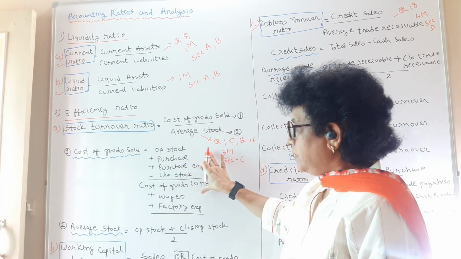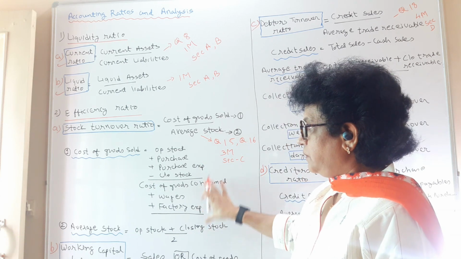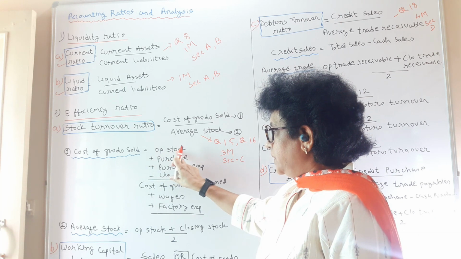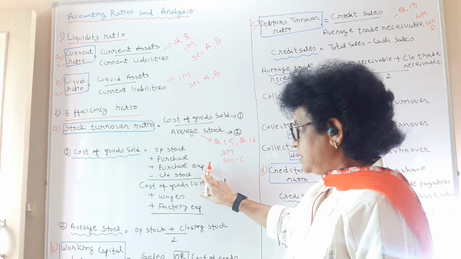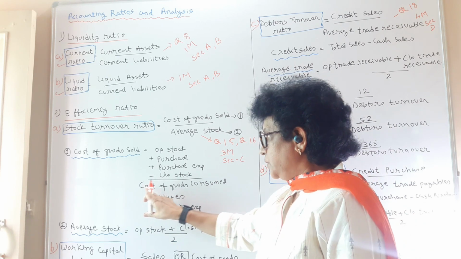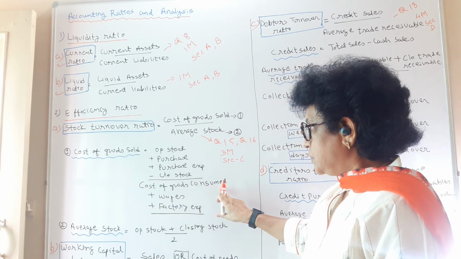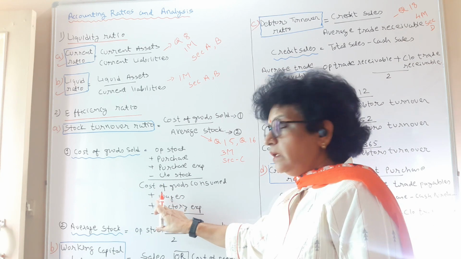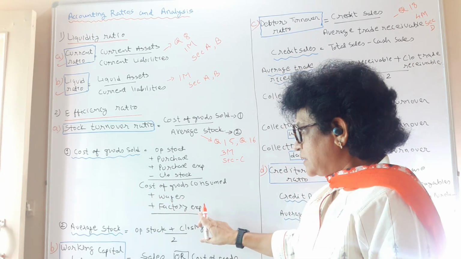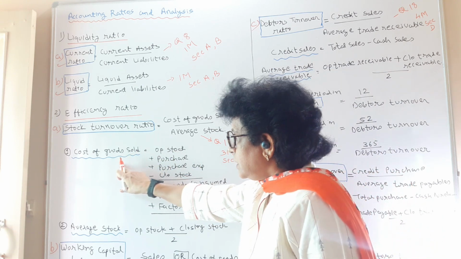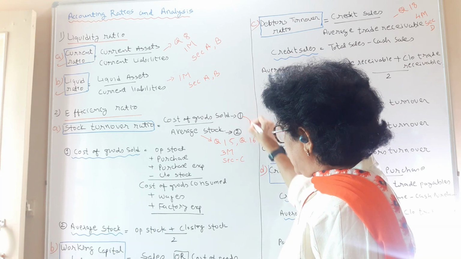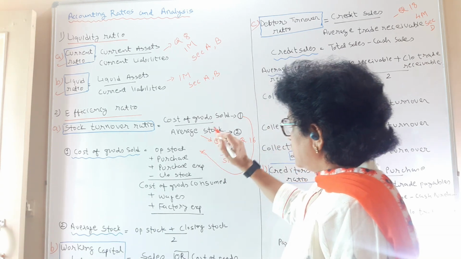So the question is how to find out the cost of goods sold. Whatever information is given, you put into the formula. The formula is opening stock plus purchase expenses minus closing stock. This gives you the cost of goods consumed. Plus you add the direct expenses, like wages and factory expenses, that will give you the total amount of cost of goods sold. So your first step is done with this particular calculation.